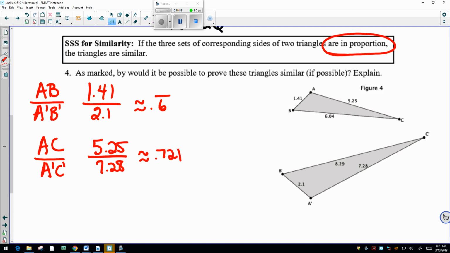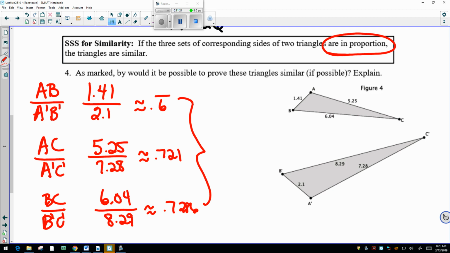I can already see these are not equal. Okay, good idea to test the third. And if we do that, we're comparing BC to B prime C prime. So we have 6.04, and I compare that to 8.29. And again, if I calculate that out and get a decimal, I get 0.7286 approximately. So none of these sides are in proportion. So if they're not in proportion, I can say my triangles are not similar.